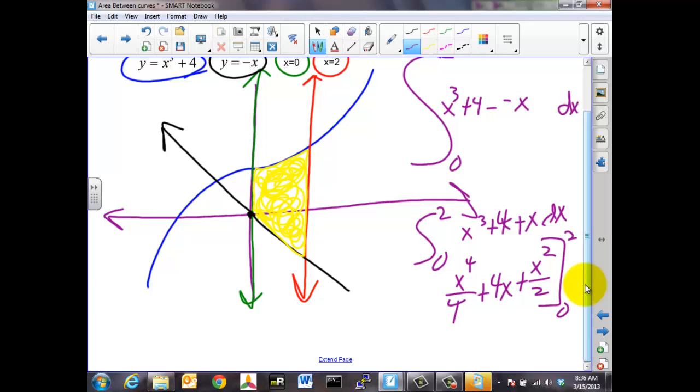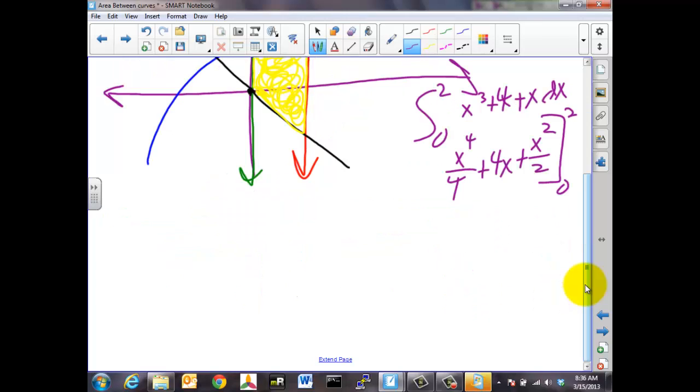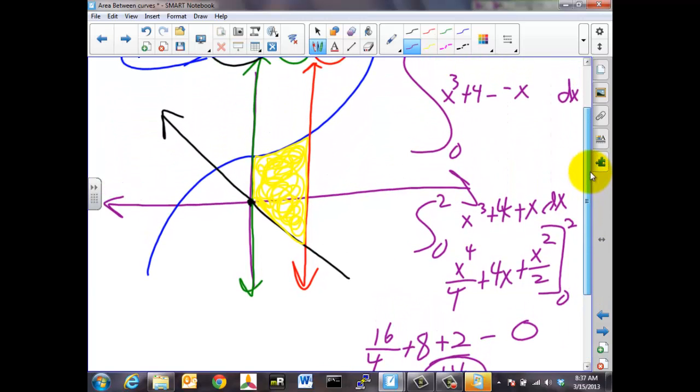Do we expect this number to be larger or smaller? Larger. Because doesn't that look like it's a bigger figure? All right. I'm going to see if I can throw a monkey wrench in that in a moment for you. So we've got 16 over 4 plus 8 plus 2, minus the zeros are just going to make it 0. So we've got 14 that time. Okay? We all right with that? Now, that is correct. Okay?